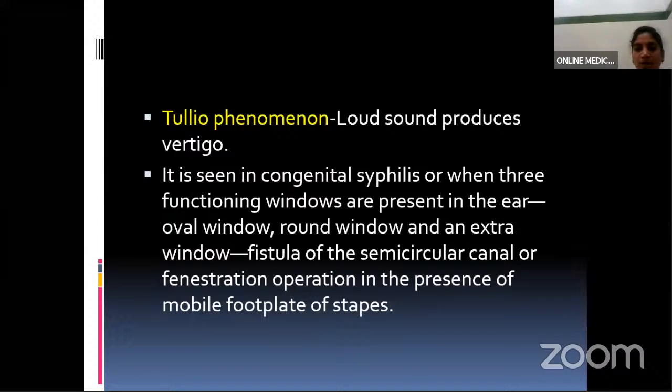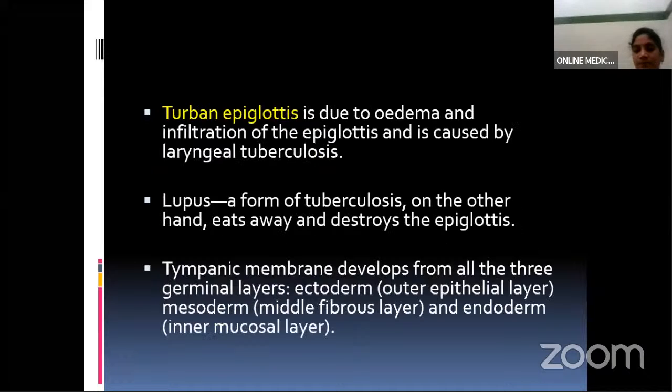Tullio phenomenon is when a loud sound produces vertigo. Sudden loud sound produces vertigo or giddiness in the patient. It is seen in congenital syphilis. What happens is that usually two windows are present, the round window and oval window. In this patient, there is an extra window, which is a fistula, a hole in the semicircular canal, or fenestration in the footplate of the stapes. That is the third window. In that case, whenever the patient hears a loud sound, they may develop giddiness or vertigo. This is the Tullio phenomenon, seen in congenital syphilis.